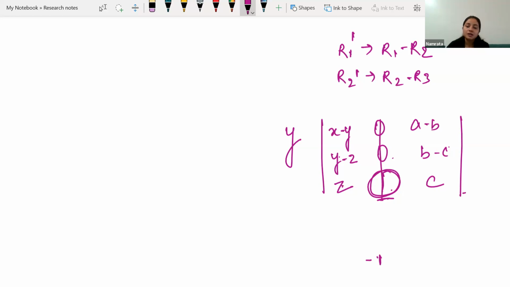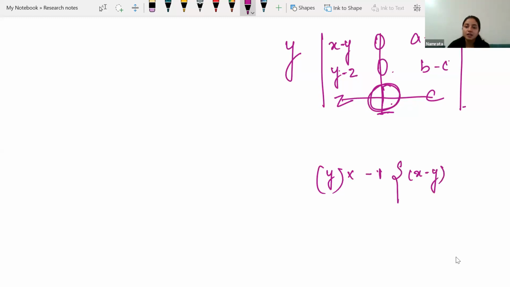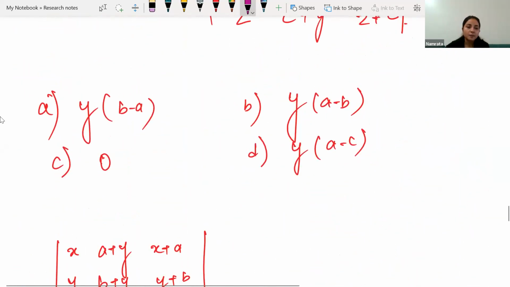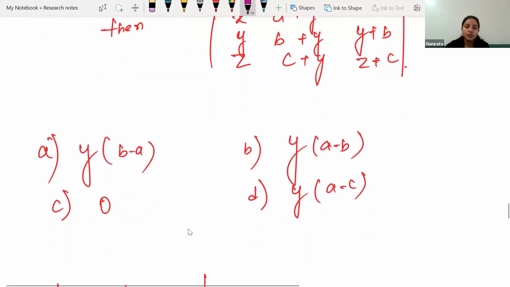Before expanding it, we will cover this part. We will cover this part. We will be having, let's write it. Outside y is there, that's fine. Minus 1 we got. When we are going to expand it, we will be having x minus y, b minus c, y minus z. Now let's see the options. Options are y, b minus a, minus b, a minus c, 0.